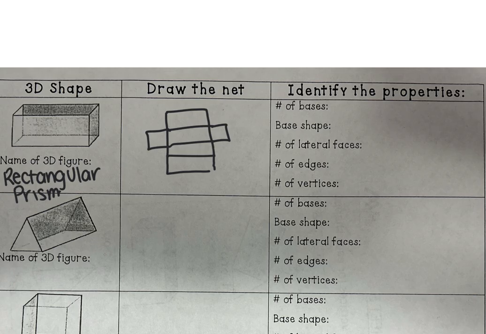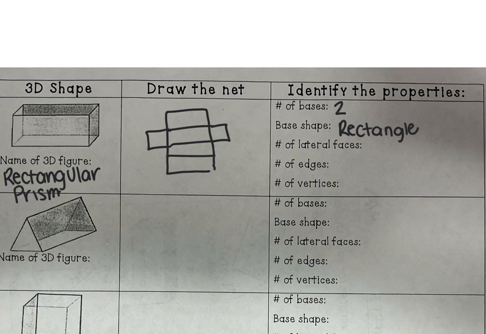All right, so then jumping to identifying the properties. The question, the number of bases, the answer to that question is always going to be 1 or 2. Pyramids always have 1 base. Prisms always have 2 bases. So how many bases does this one have? 2. We already said the base shape is a rectangle. That's why we called it a rectangular prism.